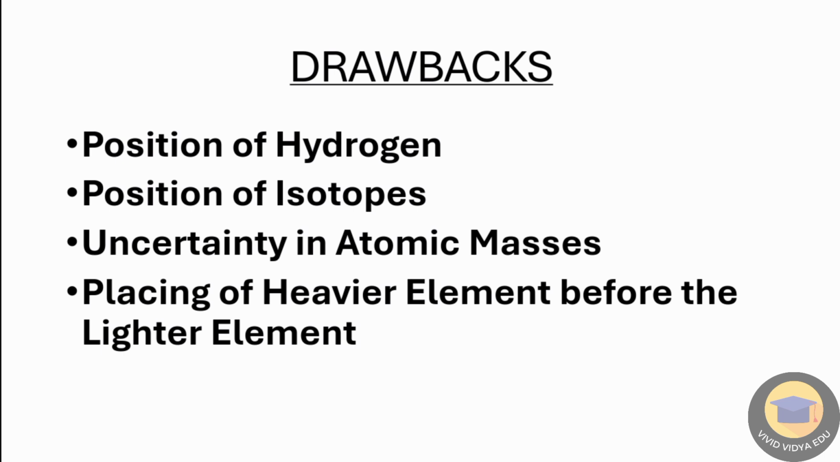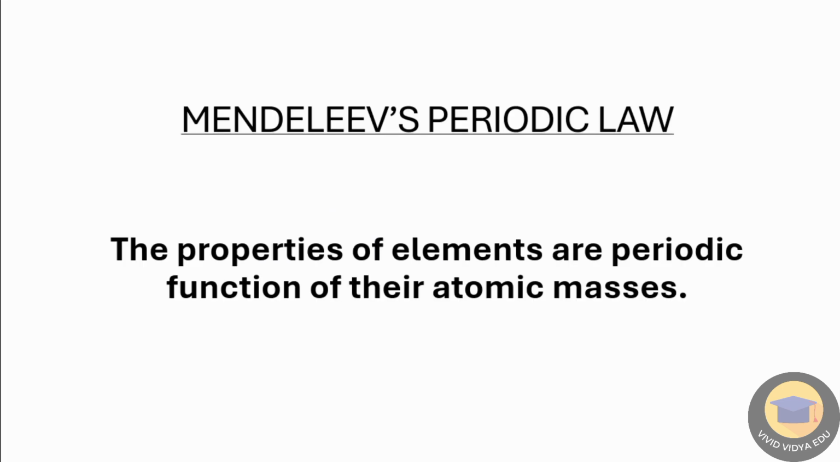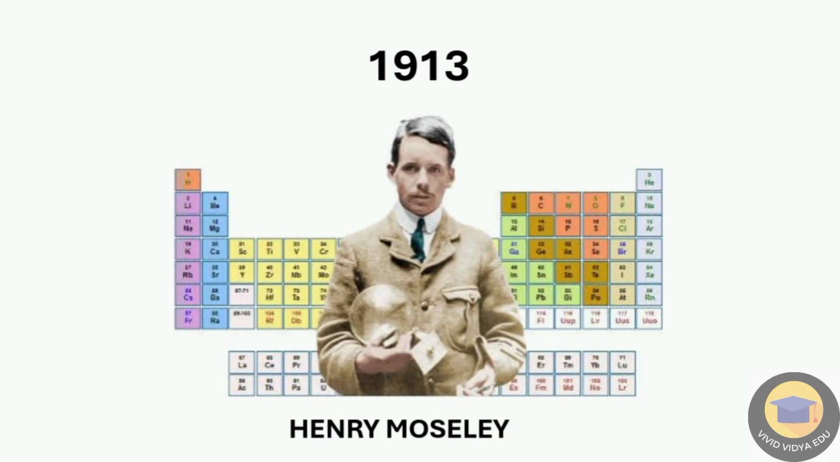So till now, all the classifications including Mendeleev's were based on atomic mass. So elements were arranged in increasing order of their atomic mass, as the periodic law stated: properties of elements are periodic functions of their atomic mass. Now, let's move to 1913, where Henry Moseley showed that atomic number is a more fundamental property than atomic mass.